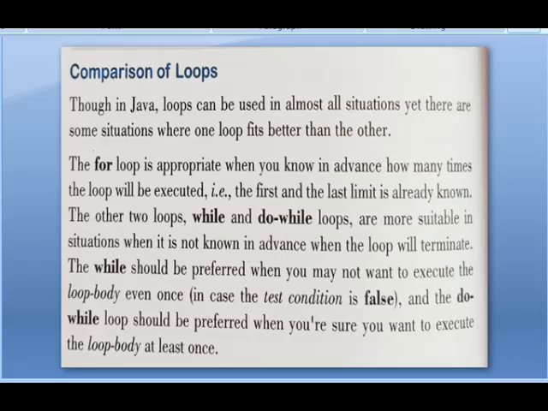The other two loops, while and do while loops, are more suitable in situations when it is not known in advance when the loop will terminate. The while should be preferred when you may not want to execute the loop body even once, in case the test condition is false. And the do while loop should be preferred when you are sure you want to execute the loop body at least once. The next is the break statements.